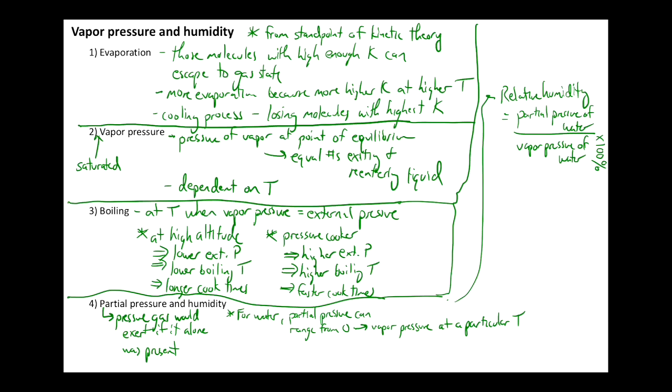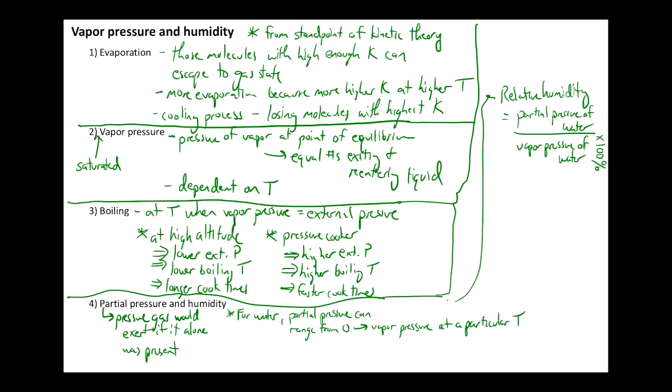If you look at what we've defined these terms to be, if they are equal, then the air is fully saturated. It can hold as much water as it can at that particular temperature. So that'll give you a 1, which is 100% relative humidity.